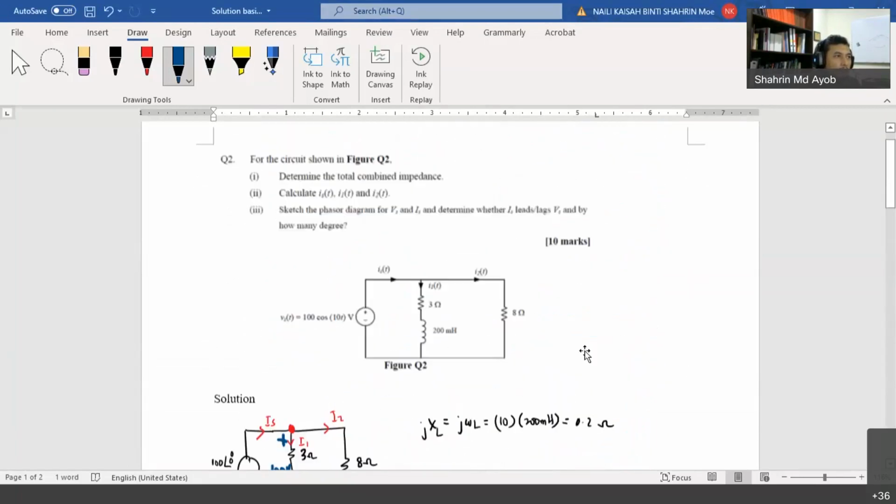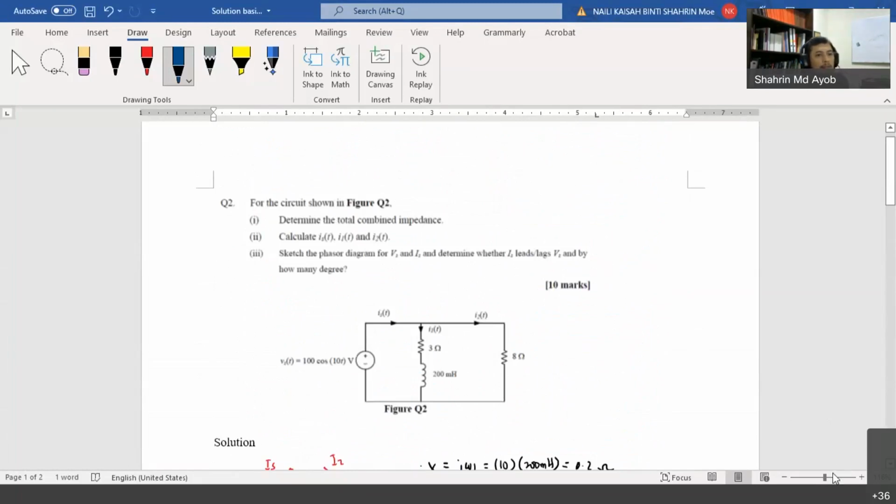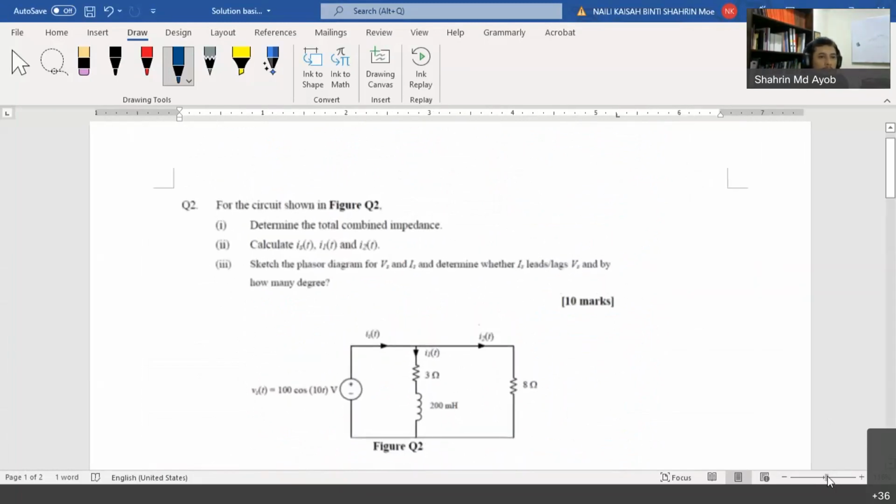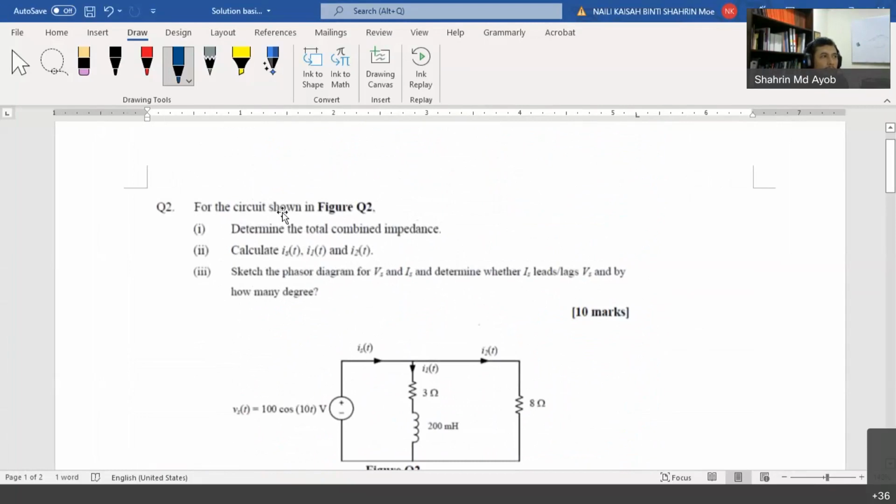Okay, the last question. This one I think is the most important part. This is actually the uniqueness of the AC circuit compared to the DC circuit. I think some of you are still quite confused about the phasor diagram, because I received some comments and questions regarding how to sketch the phasor diagram for given parameters.